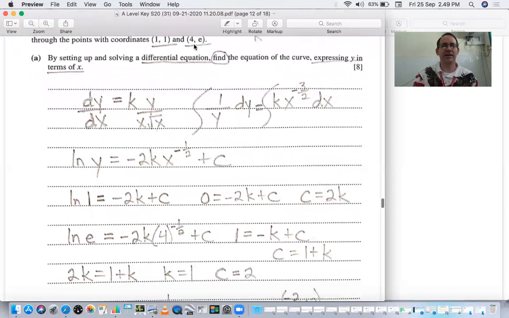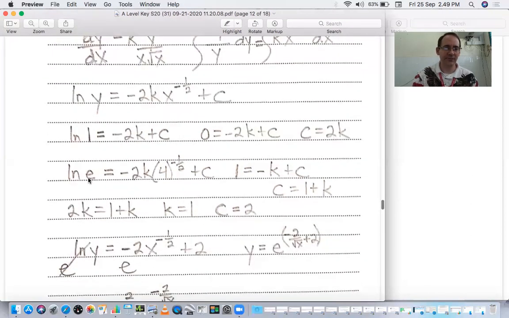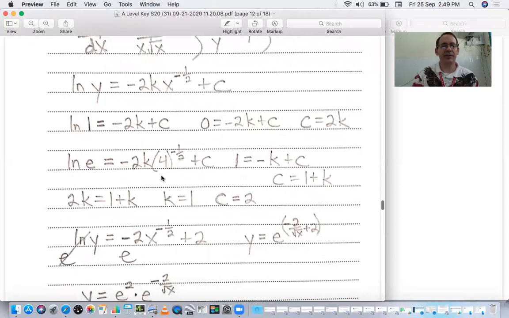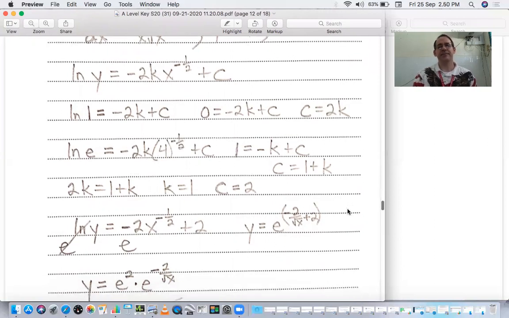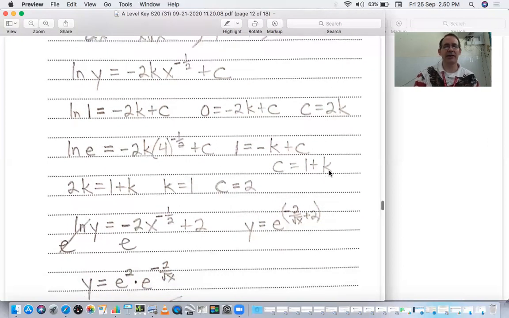So now we plug in the (4, e). So now we have ln e equals, and we plug in a 4, and ln e, the ln and e basically cancel and leaves us with the exponent of 1. And on this part, 4 to the 1/2 is 2. That negative means we're dividing by 2. The 2's cancel, and you're left with a negative k, and then plus c. So c therefore equals 1 plus k.